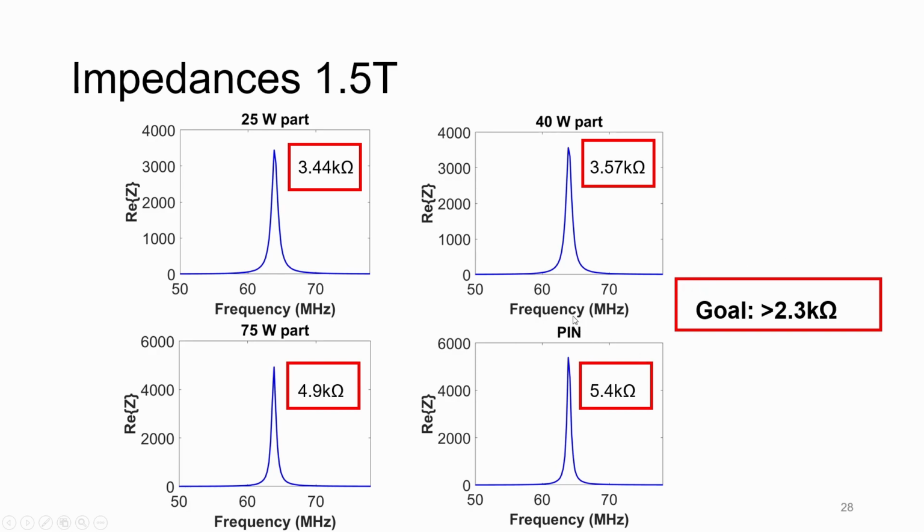Now for our conventional pin diode Q spoiling circuit, we achieve 5.4 kiloohms. And these are the Q-spoiling circuit blocking impedances for the 25 watt part, 40 watt part, and the 75 watt part. And as you can see, all of these Q-spoiling circuits surpass this minimum requirement, which is great. The pin diode based Q-spoiling circuit obviously does the best, but it does also take additional power.